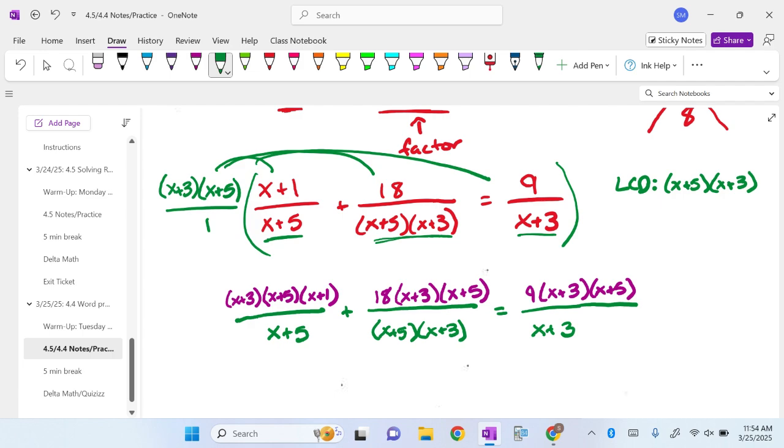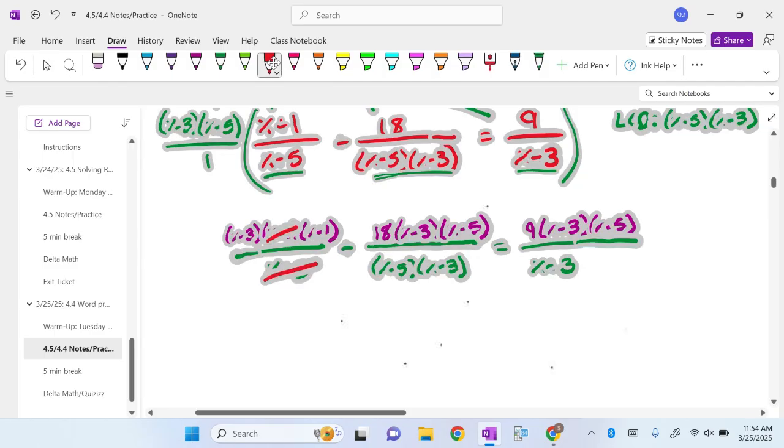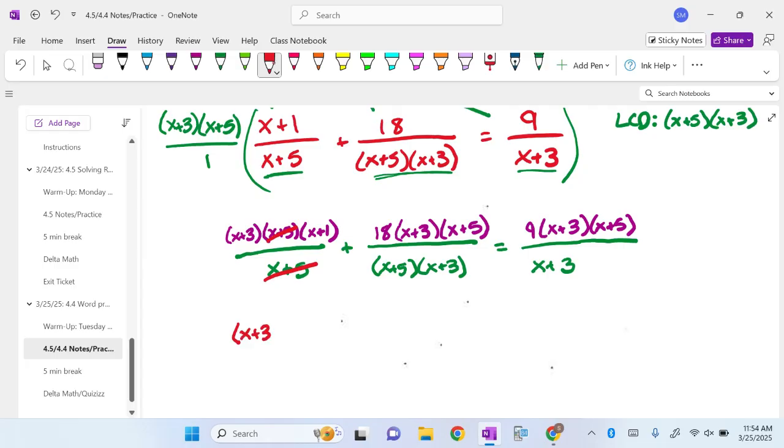Now, before we go any further, we're going to look at each fraction individually and cross out stuff that we need to cross out. All right. So out of the first fraction, what can I cross out? What do I have in common with the numerator and denominator of the first fraction? X plus 5. So those go bye-bye. And what am I left with of the first fraction? X plus 3 times x plus 1.